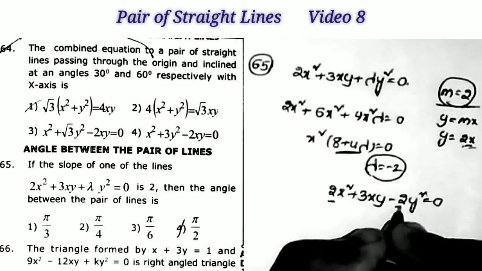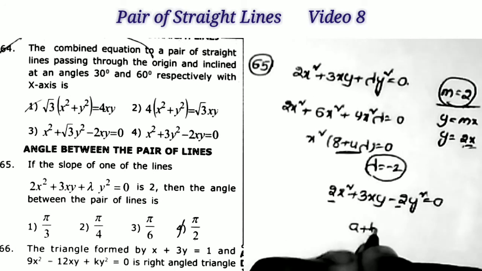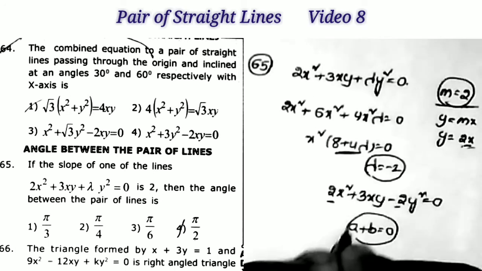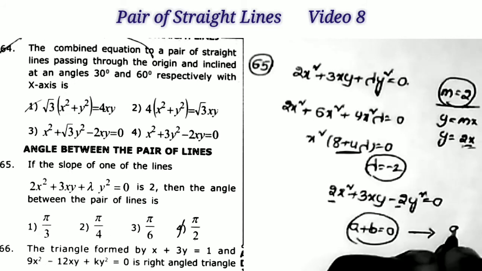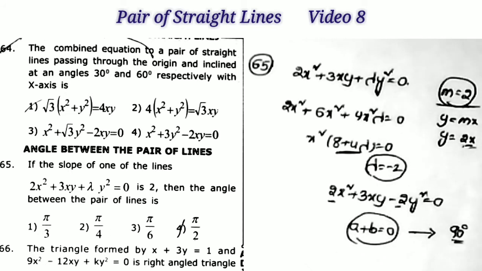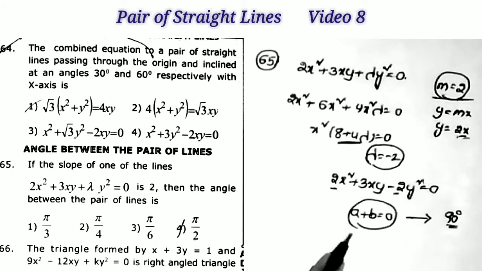Now a is equal to 2, b is equal to minus 2. Therefore what is a plus b value? A plus b is equal to 0. A plus b is equal to 0 means theta is equal to 90 degrees. A plus b is equal to 0 means the lines are perpendicular to each other. Therefore the value of theta is equal to 90 degrees. And that is the last option.